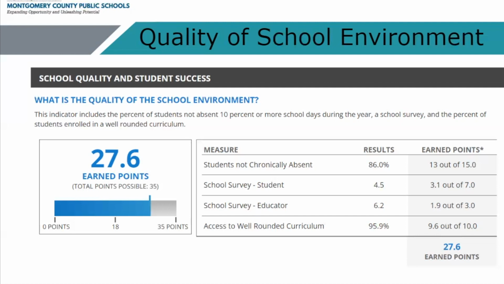And the last one here is access to a well-rounded curriculum. This measure really says that students are taking a broad variety of courses and that schools are making them available, and not just, let's say, focusing only on math and English courses, that we have broader electives, and so on and so forth, and that students are accessing them.